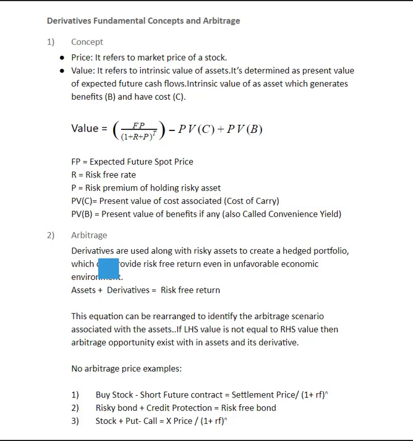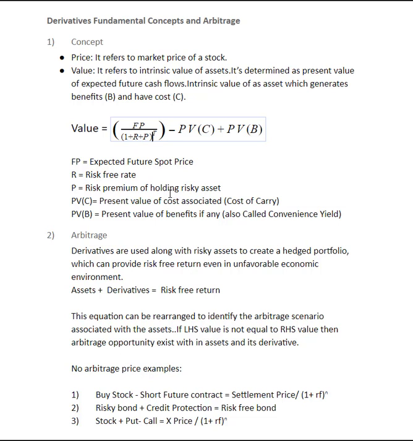Price refers to the market price of a stock or derivative or any other asset, whereas the value is based on the intrinsic value of the asset. It is determined by computing the present value of all future expected output, adjusting with the present value of any future benefits and the present value of any cost. Let's suppose we have an asset which has a future price or forward price. We can discount it back using a risk-free rate of return plus any premium.